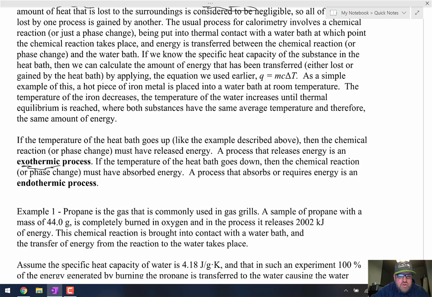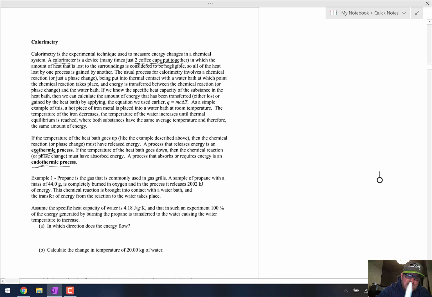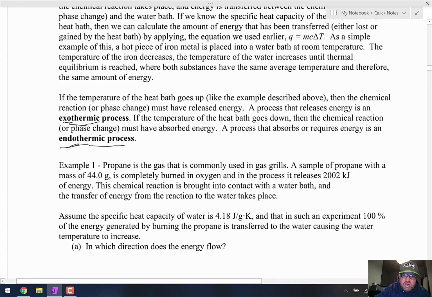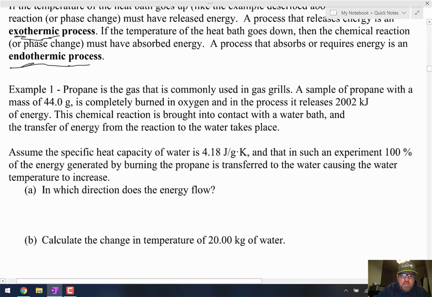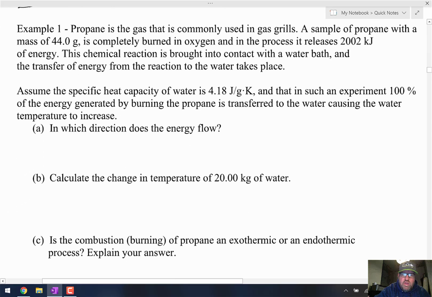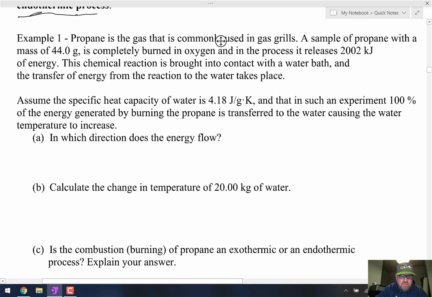If the temperature goes down, then it is an endothermic process. Okay, so again, like many things, this is just easier looking at some examples. These are some possible questions that you could see dealing with Q equals mc delta T, a lab situation, etc. Propane is the gas that's commonly used in gas grills. A sample of propane with a mass of 44 grams is completely burned in oxygen, and in the process it releases 2,002 kilojoules of energy.